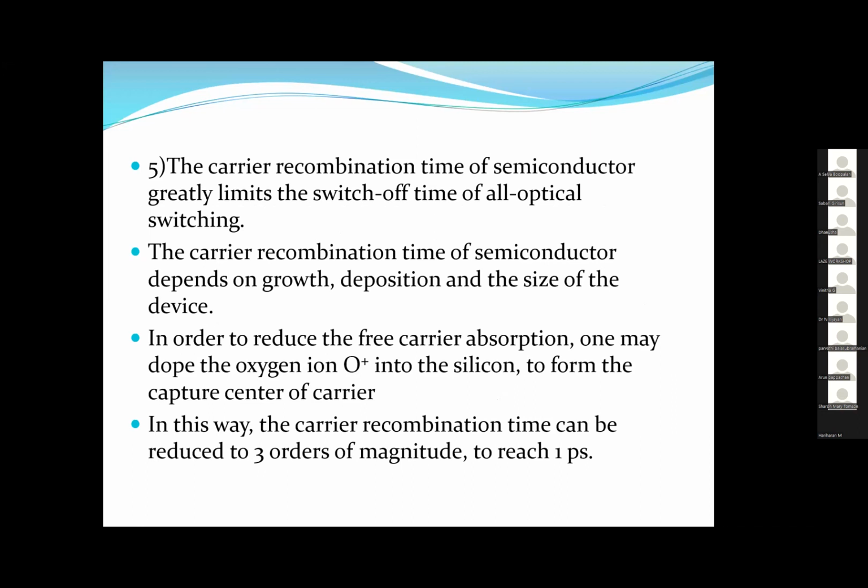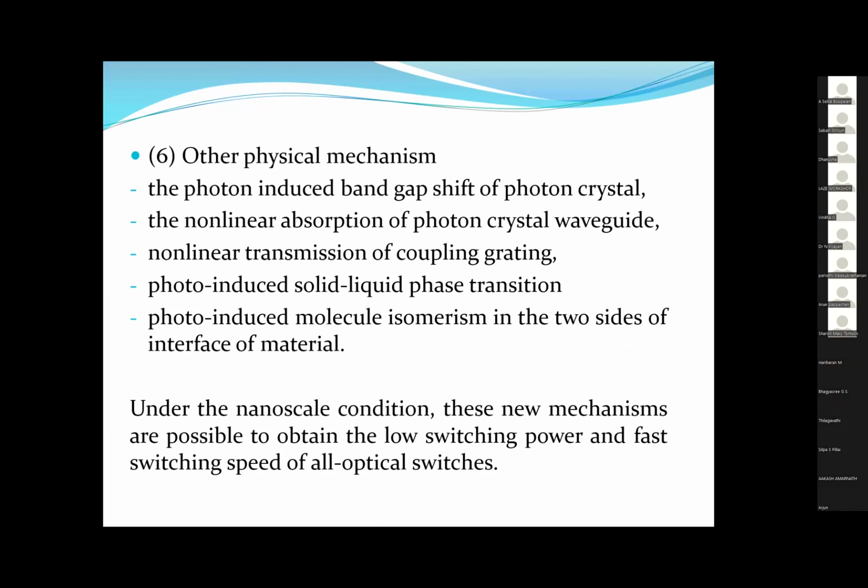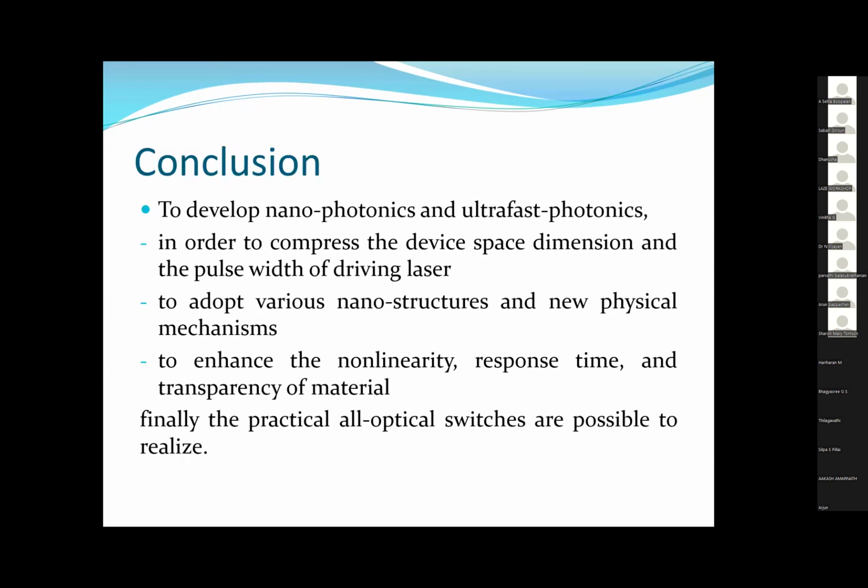The next one is that we have other physical mechanisms also that can help us in realizing all optical switching. Just one thing to remember is that under nanoscale conditions, these new mechanisms make it possible to obtain low switching power and fast switching speed of all optical switches. Let me conclude, since different kinds of all optical switches based on different working principles have different characteristics, functions, and applications in different occasions.